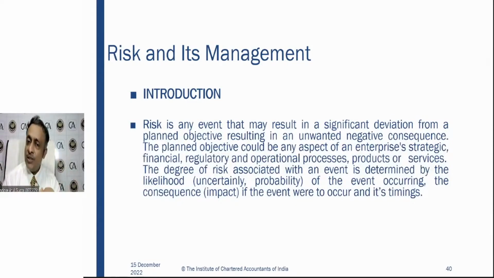The degree of risk associated with an event is determined by the likelihood, uncertainty, probability of the event occurring, the consequence if the event were to occur, and its timing. Let us read that. The degree of risk associated with an event is determined by the likelihood, probability of occurrence of the event, and the consequence, the impact if the event were to occur, and its timing. That is bringing your accounting standard into this: contingencies and events occurring after the balance sheet date. So that is risk. That is all.